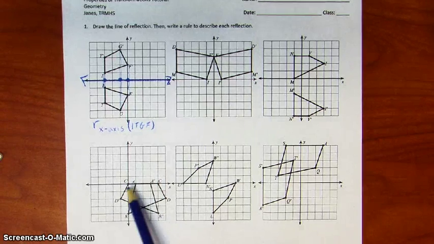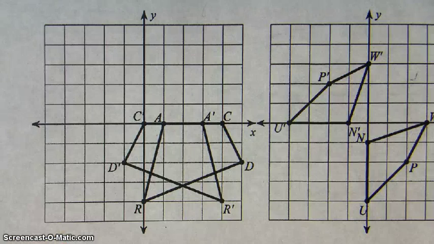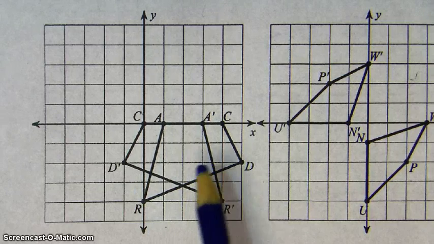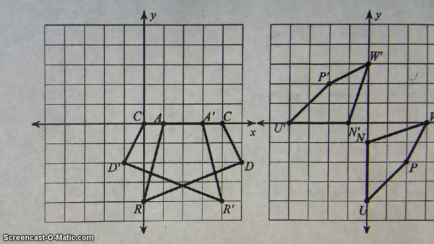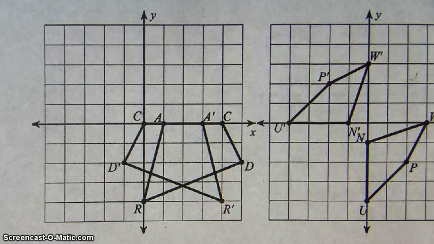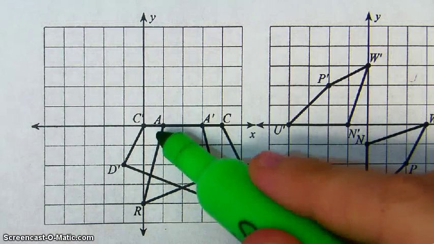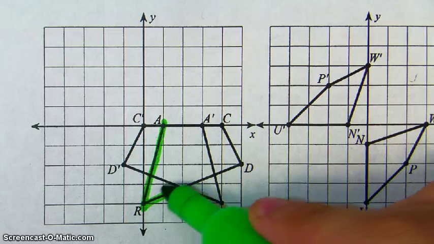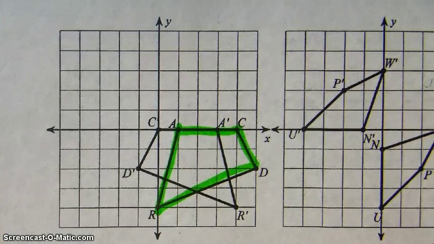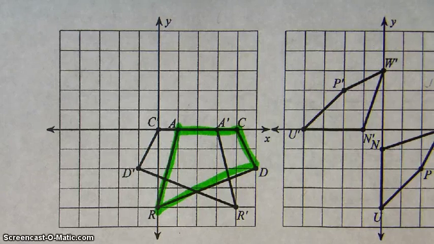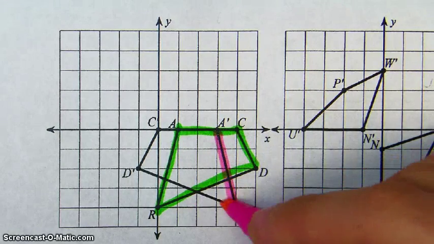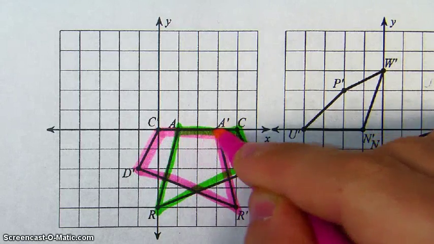Next, let's take a look at this one right here. Now, this one can be a little confusing because the two figures, both the image and the pre-image, are kind of overlapping, on top of each other. To help myself out, I'll grab a couple highlighters, and I'm going to highlight the pre-image in green. Again, that's the one without any of the apostrophes. So A, R, D, C, and back to A. The image will be the one with the apostrophes that are called prime. So here's A prime, R prime, D prime, C prime, back to A prime.